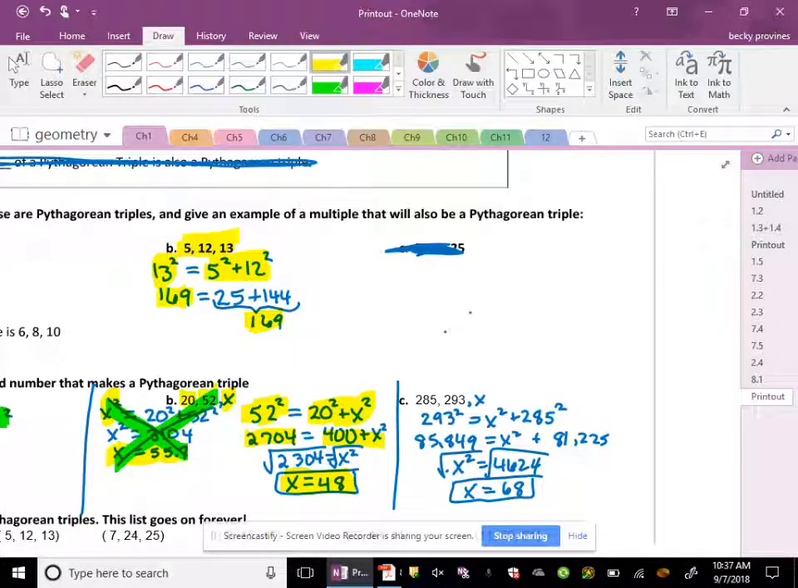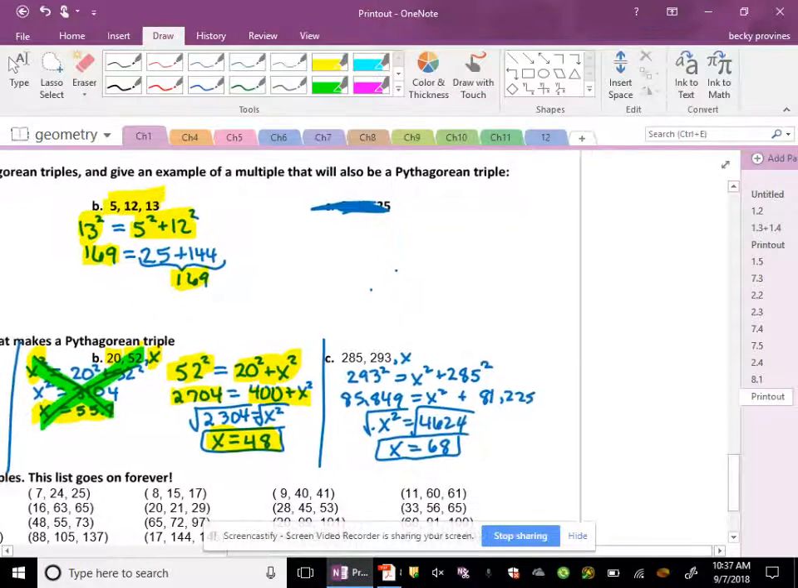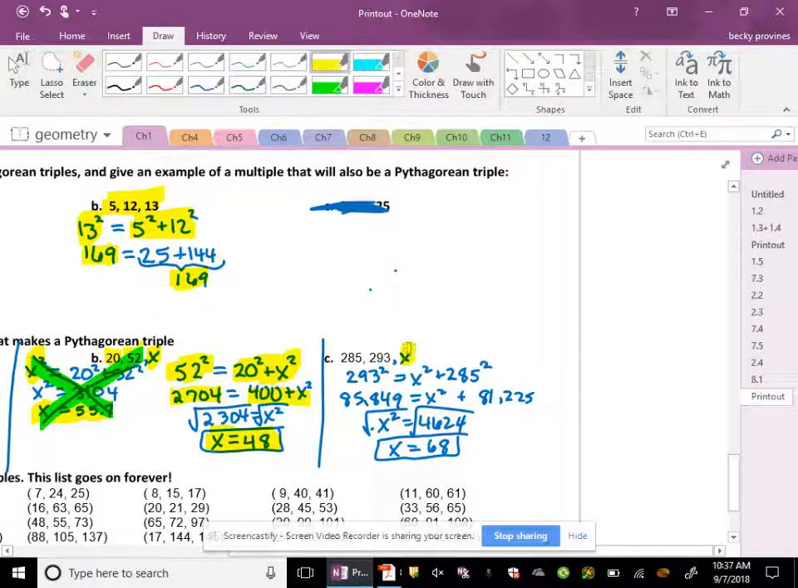So the last one here, again, you have to guess, is X the biggest number? And when I did this one, I thought that 293 was pretty large, so I was hoping it was the largest number. And as you can see, it was. So X and the other number 285 were the legs. I square it, I solve, and I get 68.